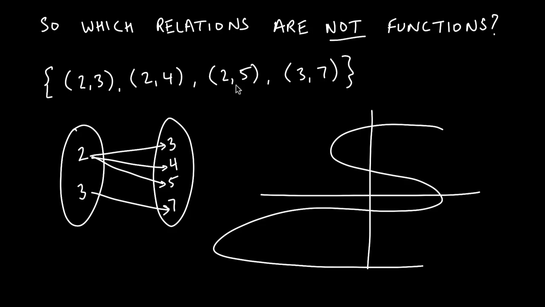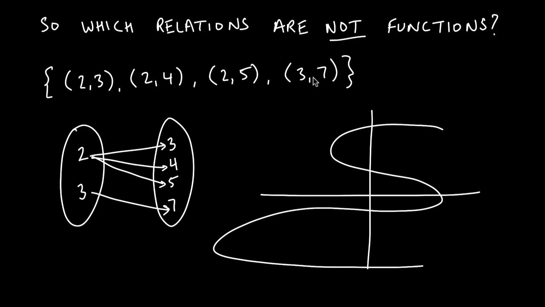Let's take a look at something like this. 2 getting mapped to 3, 2 getting mapped to 4, 2 getting mapped to 5, 3 getting mapped to 7. If we take a look at this, you'll notice that 2, this input, does not have one unique output. In fact, it has three outputs. 2 has an output of 3, 2 has an output of 4, 2 has an output of 5. So this is a relation because it's a set of ordered pairs, but it's not a function, because there is not a unique output for each input.